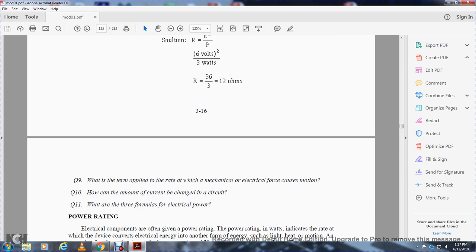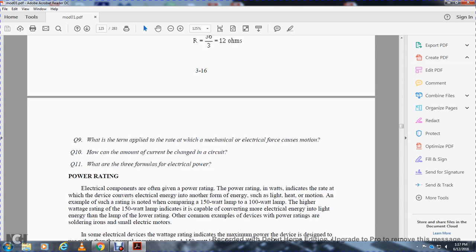What is the term applied to the rate at which electrical force causes motion? How much current will be drawn in a circuit? And how are the three formulas used for electrical power rating?